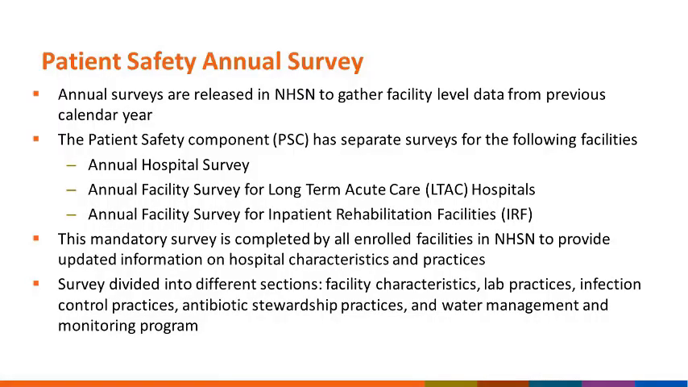The annual facility surveys are completed in NHSN to gather facility characteristics and data from the previous calendar year. The Patient Safety Annual Survey has 3 separate survey types that can be seen on the screen. Facilities are provided with the appropriate surveys based on the facility type that was selected during their initial enrollment in NHSN. Completion of the annual survey is mandatory for all enrolled facilities in NHSN. The content of all these survey forms are divided into different sections that are noted on this screen. These demarcations can help guide users in their identification of appropriate staff that may be needed to assist them in completing their survey.